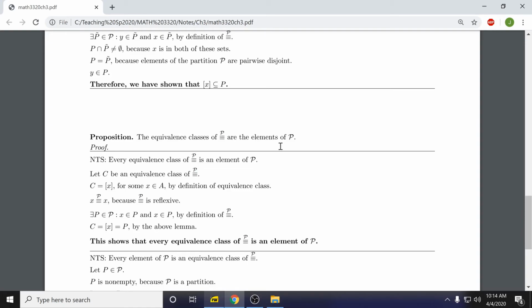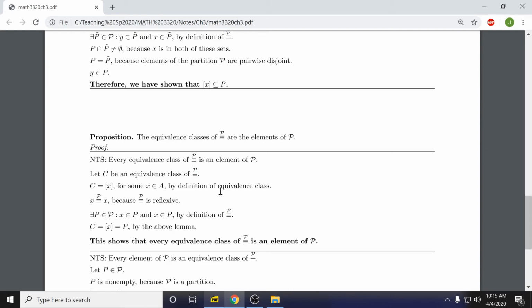Now, this really means two things. On the one hand, this means that every equivalence class of our relation is an element of the partition, so we need to show that. But this also suggests that every element of the partition is an equivalence class, so we need to actually do both of these. So let's just go ahead and jump into this. Let's prove this statement first. We'll let C be an arbitrary equivalence class of the relation. Well, if it's an equivalence class, it has to be equal to bracket X for some X in our space A. That's just by definition of equivalence class.